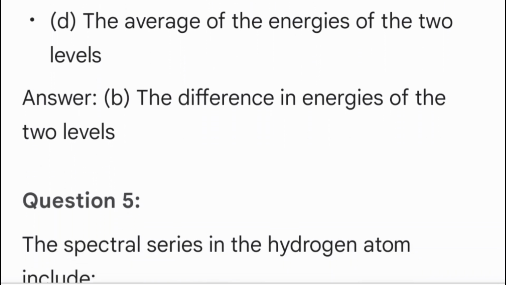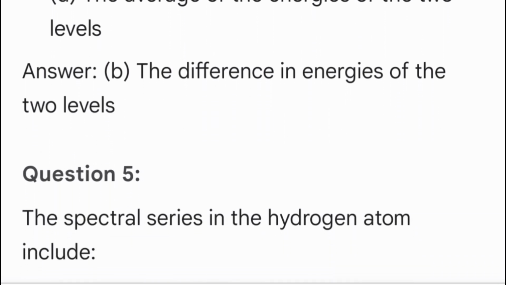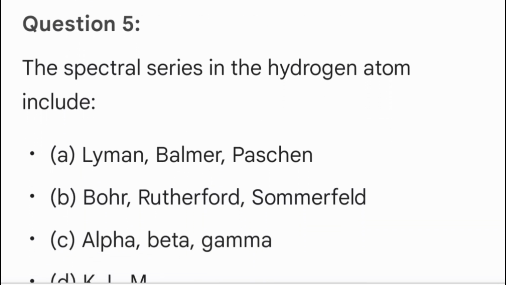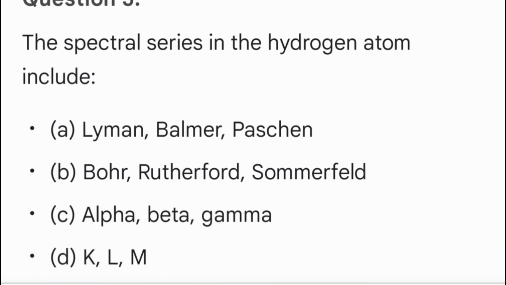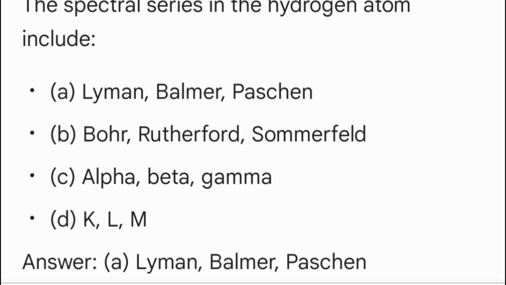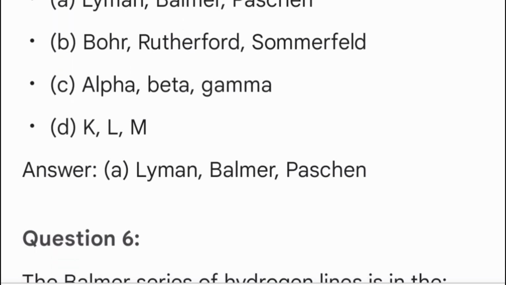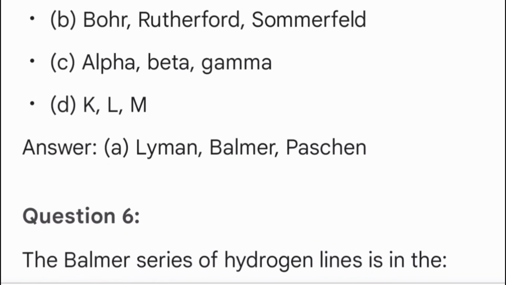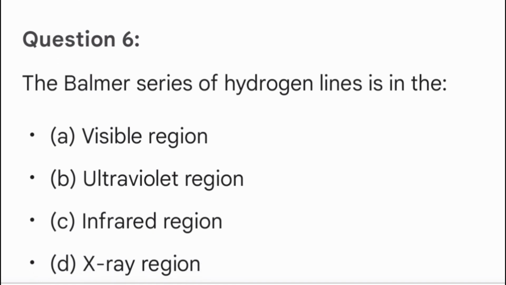Question 5. The spectral series in the hydrogen atom include A. Lyman, Balmer, Paschen. B. Bohr, Rutherford, Sommerfeld. C. Alpha, Beta, Gamma. D. K, L, M. Answer A. Lyman, Balmer, Paschen. Question 6. The Balmer series of hydrogen lines is in the A. Visible region. B. Ultraviolet region. C. Infrared region. D. X-ray region. Answer A.